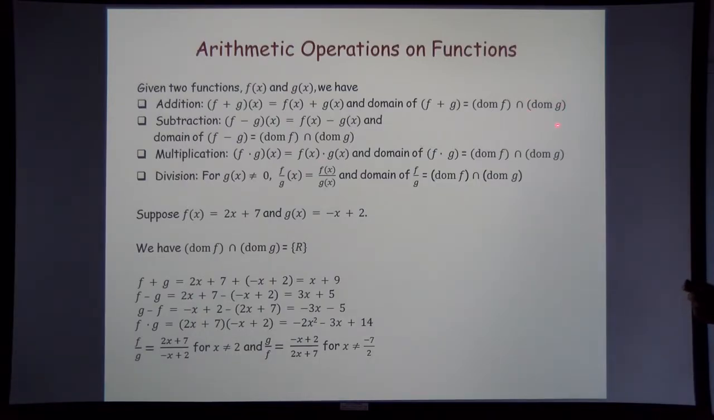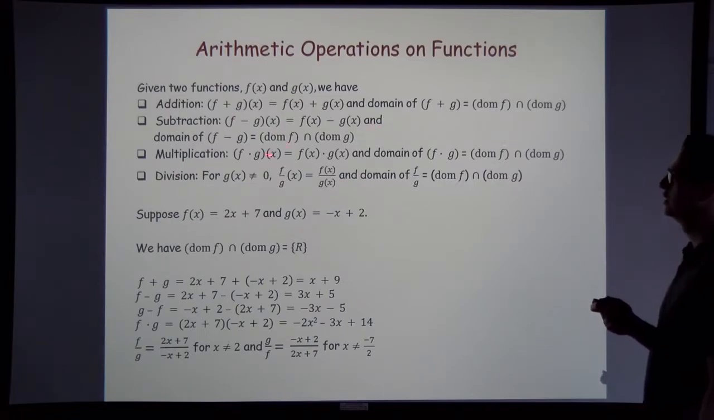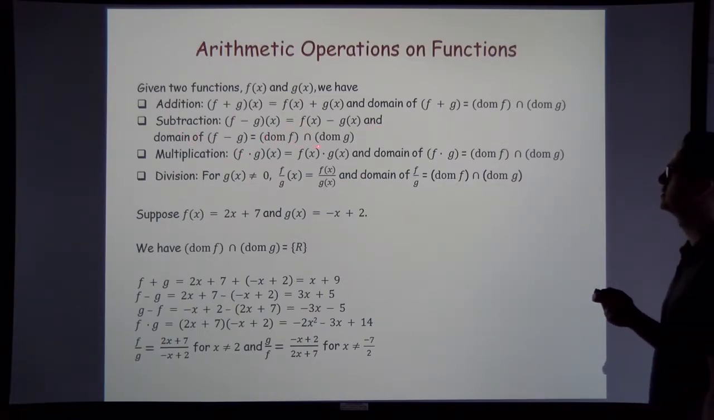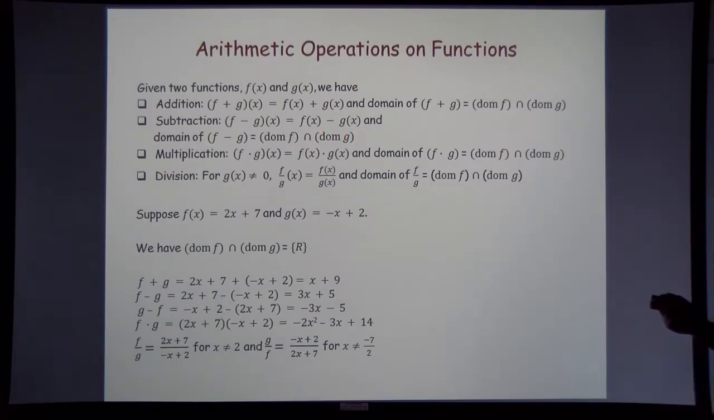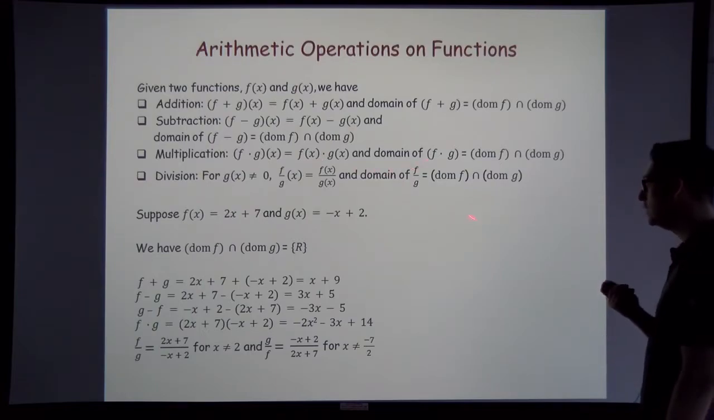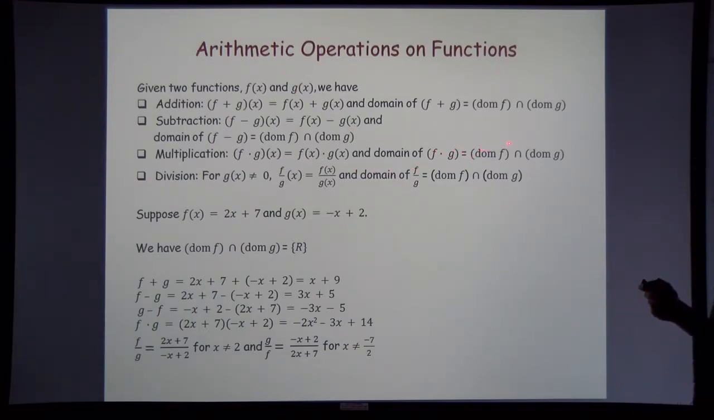Intersection of domain g. Our subtraction would be f minus g, where the domain of f minus g is going to equal domain f intersecting domain g. Multiplication, f times g, is obviously going to be domain f intersecting domain g, and division, f over g, equals domain f intersecting domain g.